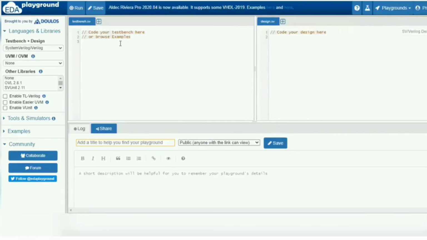Now we'll see how to generate the clock using always block. Generation of clock using always. Commenting this line, first we have to create one module with some name, generation of clock, and we have to declare the clock, and I'm taking number of clock cycles.